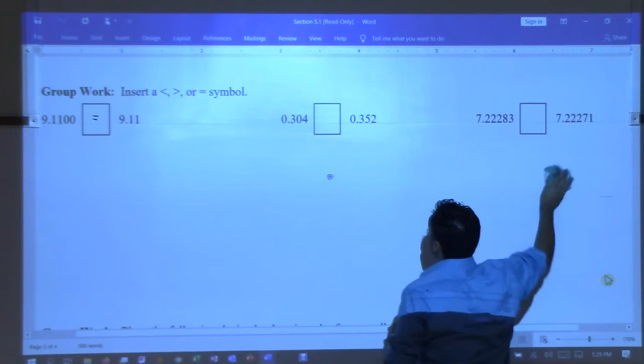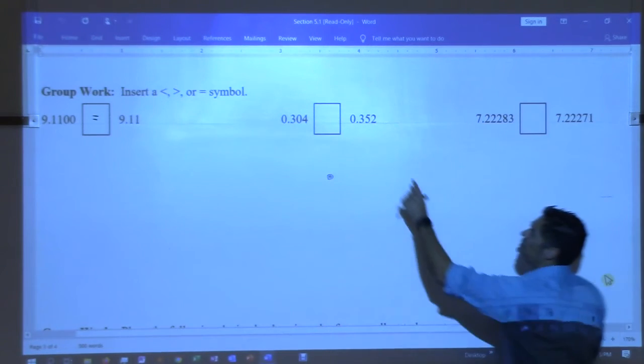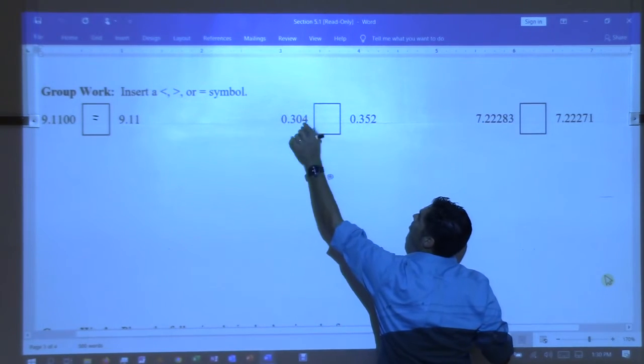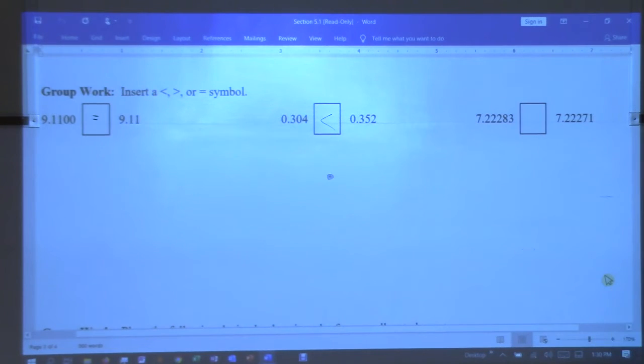Okay, what about this? Which one is bigger, the one on the left or the right? Right. The one on the right, because this 5 is bigger than that 0. And then this one. The one on the left is bigger because they match.